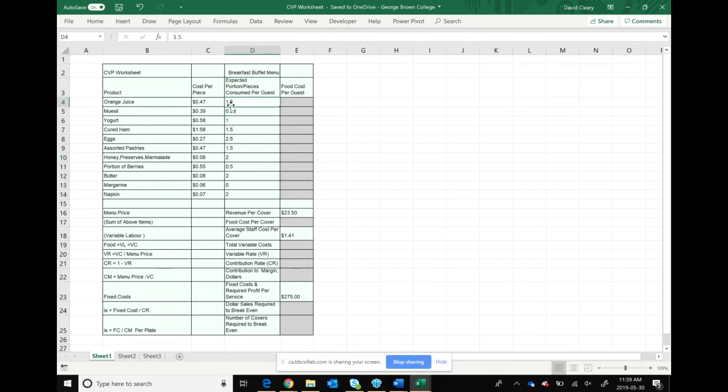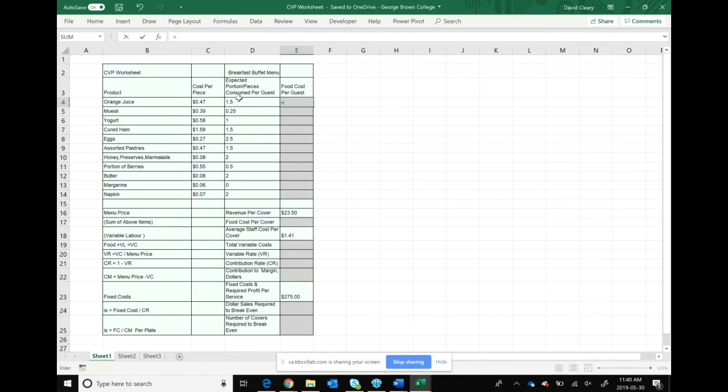Okay, so we're not really talking about what the portion sizes are here. That's already been determined, let's say. So we're saying one guest is going to have 1.5 portions of orange juice at 47 cents a portion. So the first step here is to calculate the food cost for one guest. What that means is we have to calculate the dollar cost of each ingredient that one guest would consume.